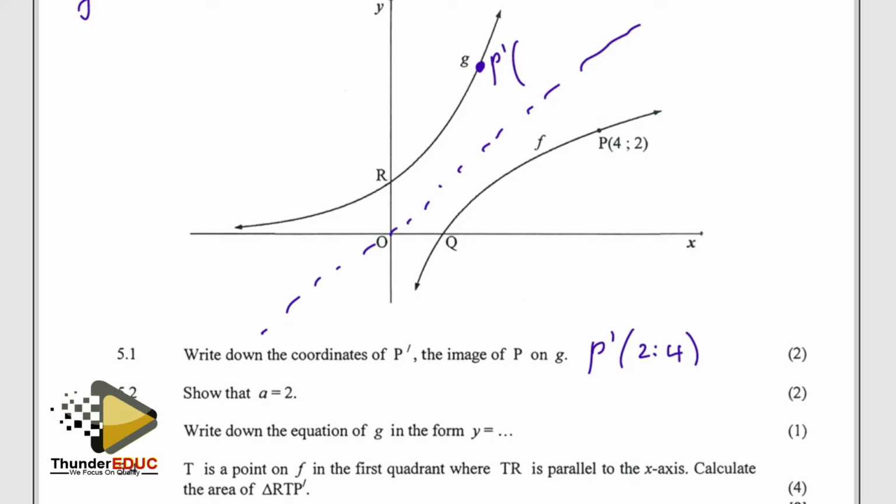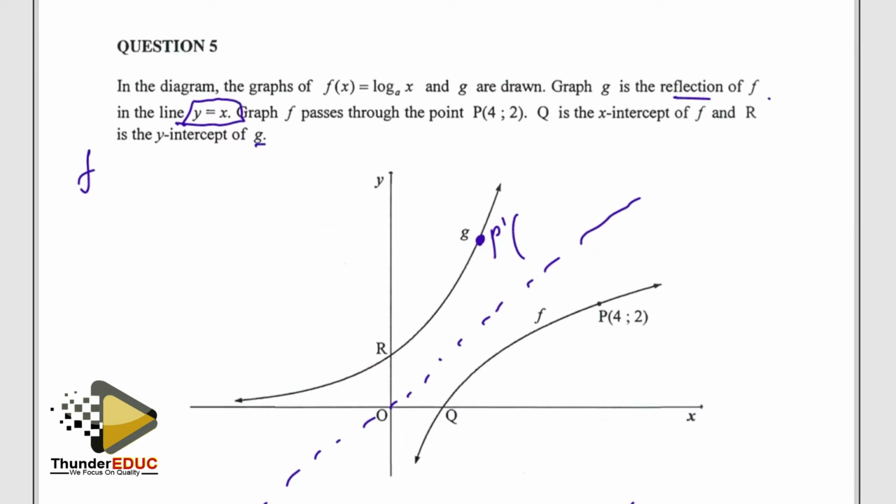Then can we show that a is 2? So where do we find a? It's in the graph of f, so we're going to use the points on f. We know that f of x is the same as y, so I'm going to say f of x is equal to log base a of x. Remember we said this is the same as y. If I change this into exponential format, it will be a to the y is equal to x.